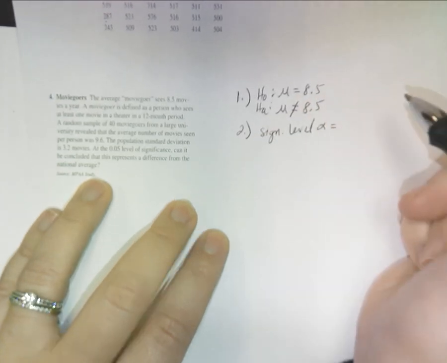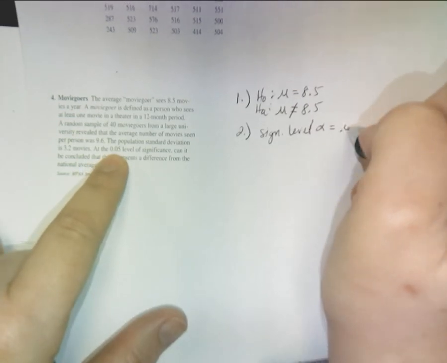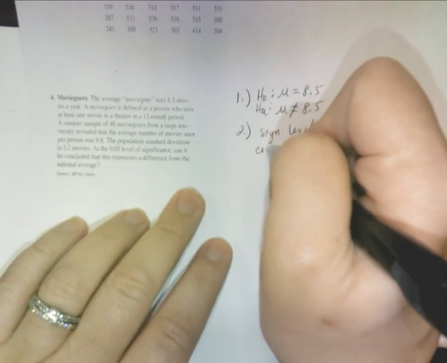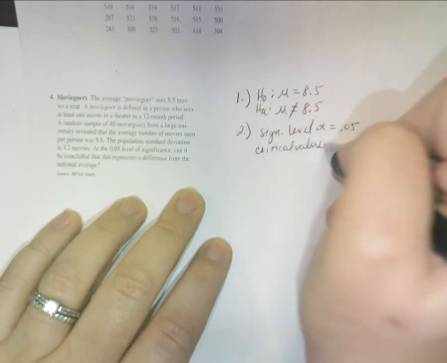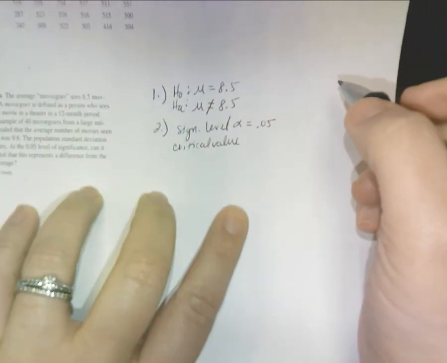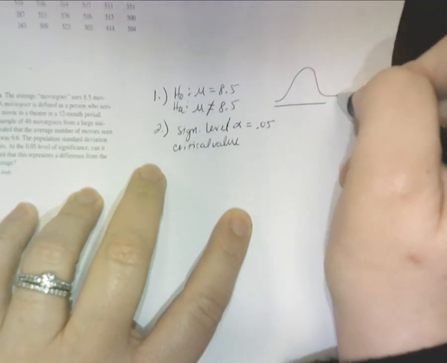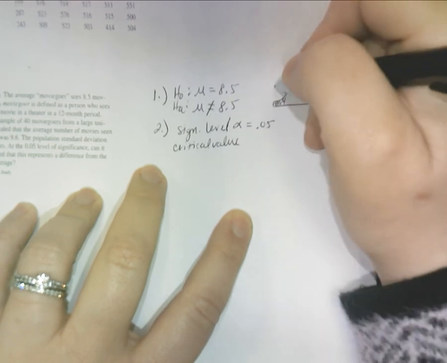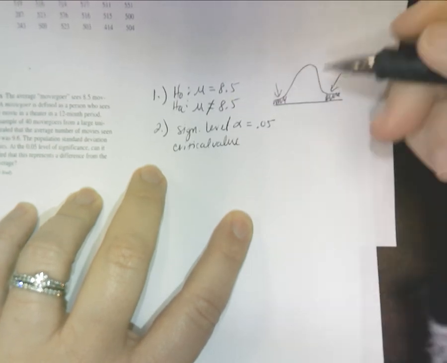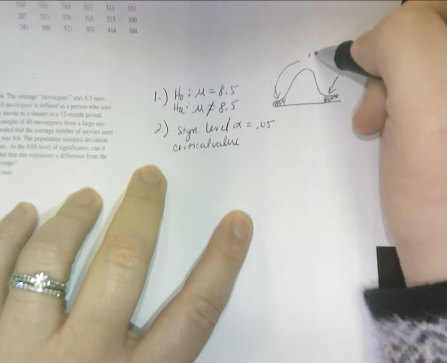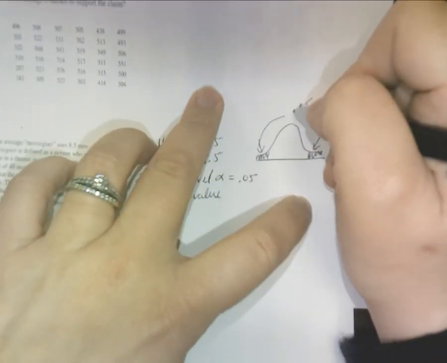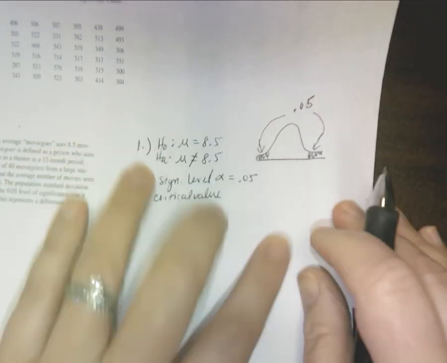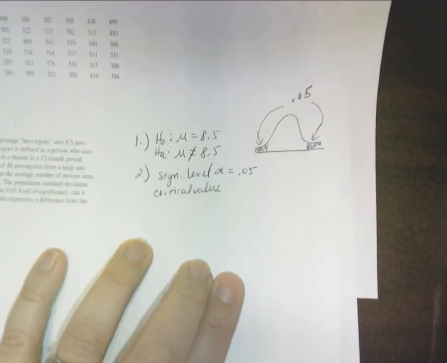Step number 2, I want you to write your significance level. Alpha is 0.05. Critical value. This is a two-tailed test. That means I want this side and this side, since it's a not equal to, both together to be 0.05. So what do I do to 0.05? Yeah, that's right. I divide it by 2. 0.05 divided by 2 is 0.025.